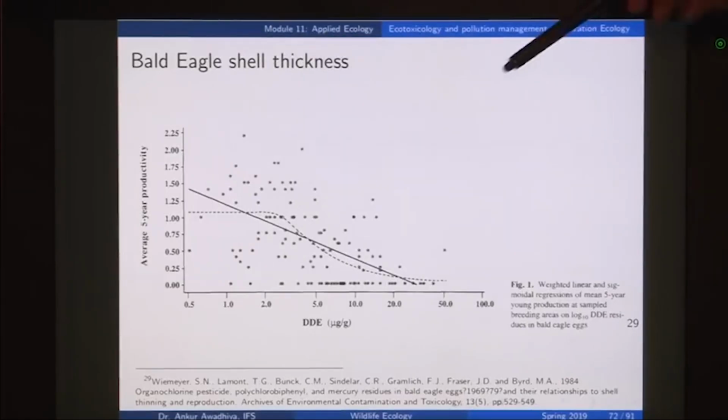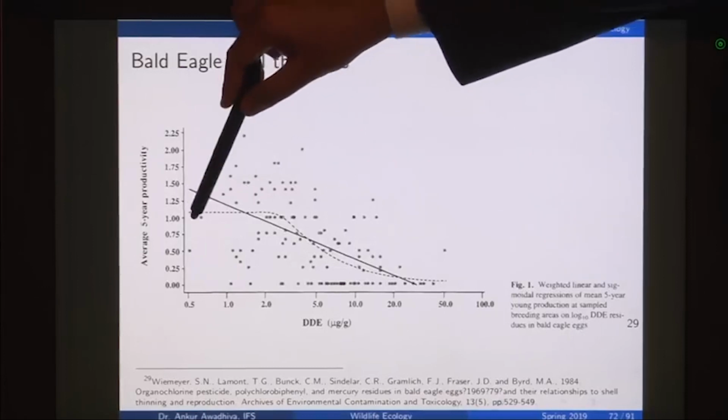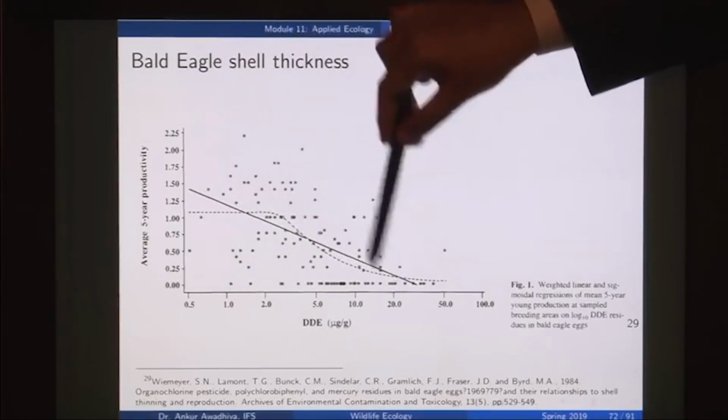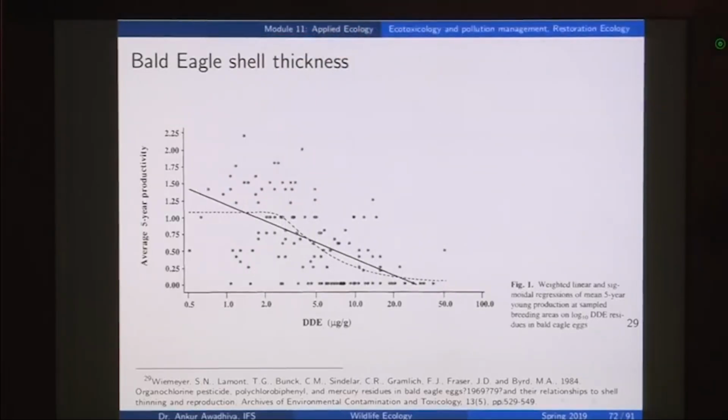Now, if you look at this DDE concentration and if you look at the productivity of these bald eagles, we will see that the productivity is, let us say, 1 every year, and after a while it will start decreasing as you increase the DDE concentration, and then it will become very less, close to 0.